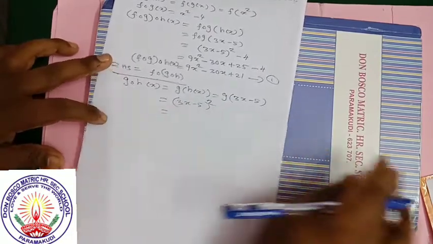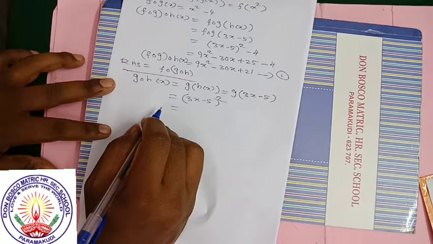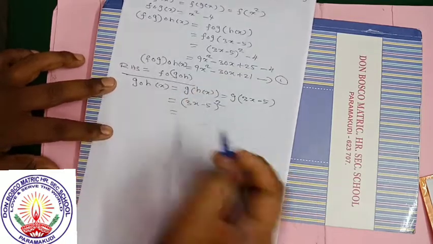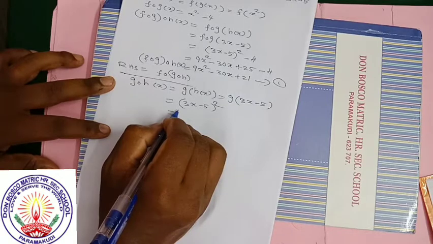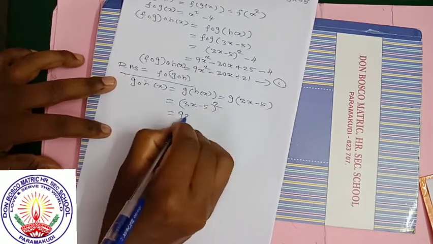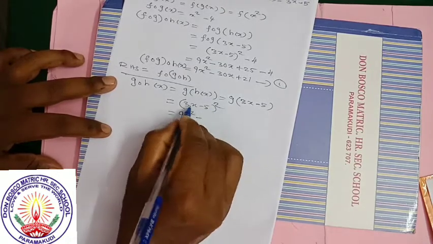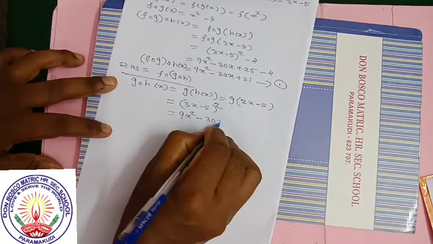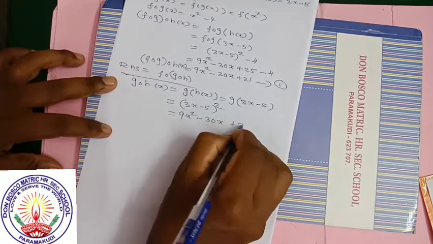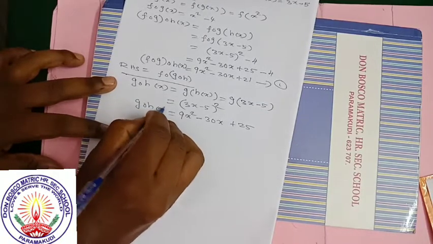So what is this? A minus b the whole square. Just we can write. This question we need not write in full. Anyway, we can stop up to this. Expand. 3x the whole square is equal to 9x square minus 2ab. 2 5s are 10. 10 into 3, 30x plus b square. 5 square is equal to 25. This is g composition of h of x.